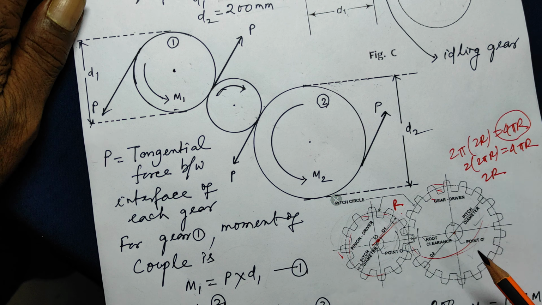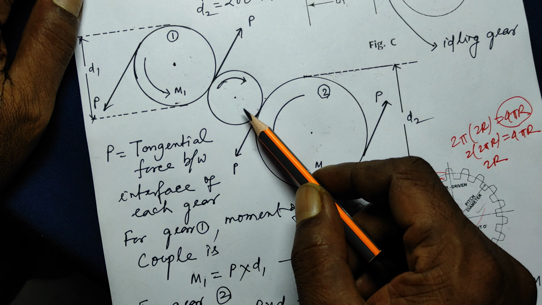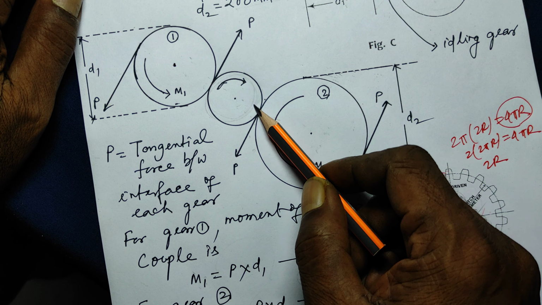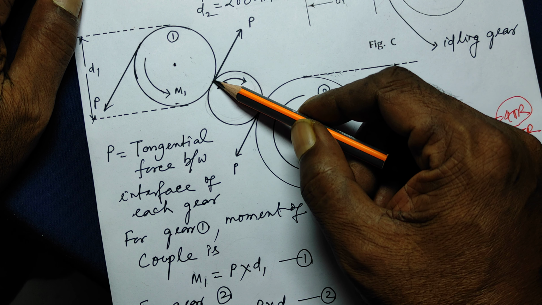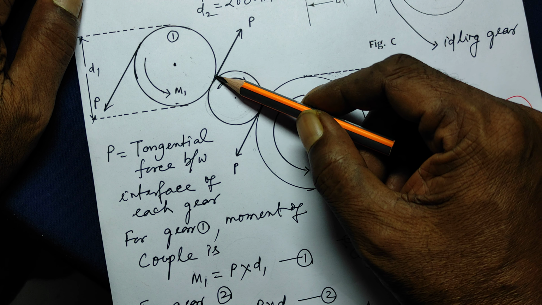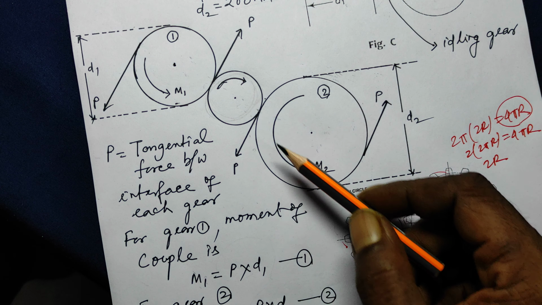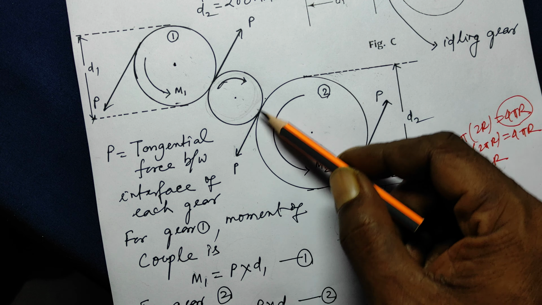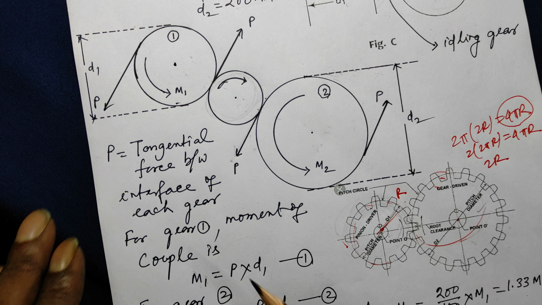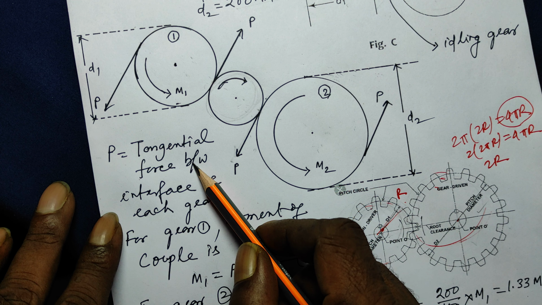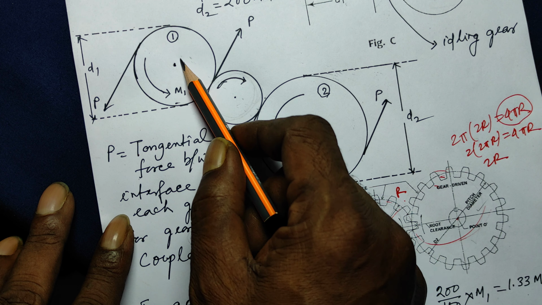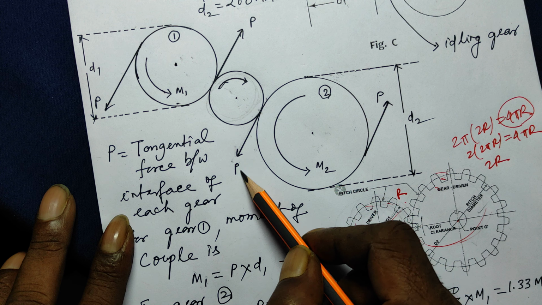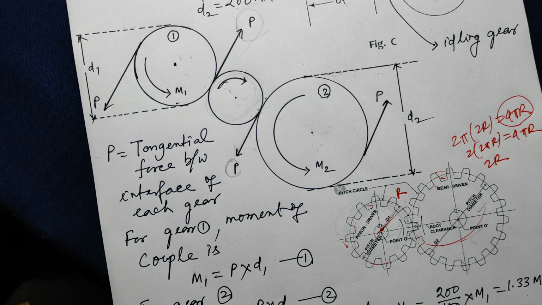So, supposing this is rotating clockwise, at this junction there will be a force of contact, a tangential force P to this side, and here a tangential force P to this side. So P is the tangential force between the interface of the first gear and the idling gear, and the second gear and the idling gear, P and P.